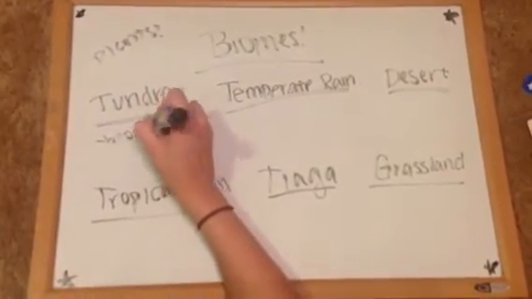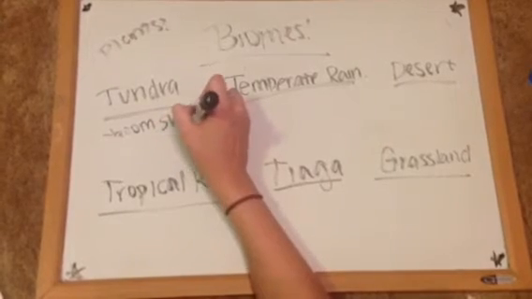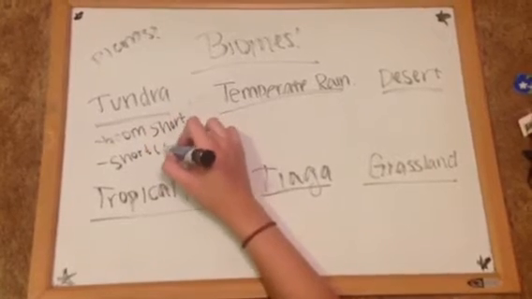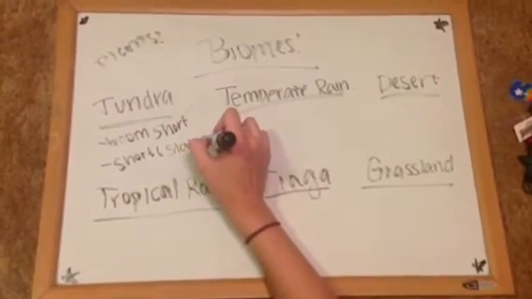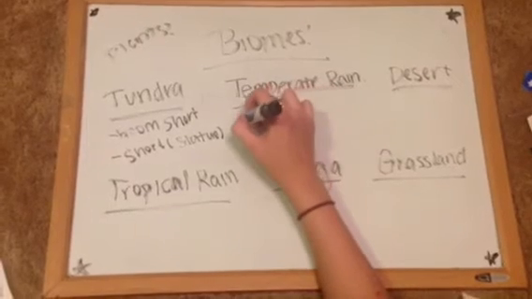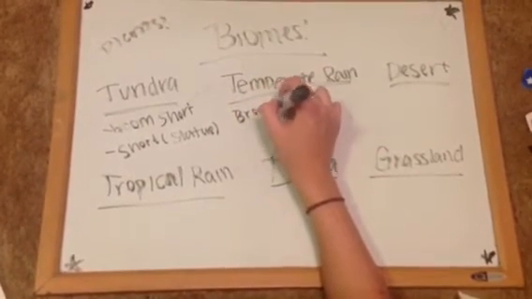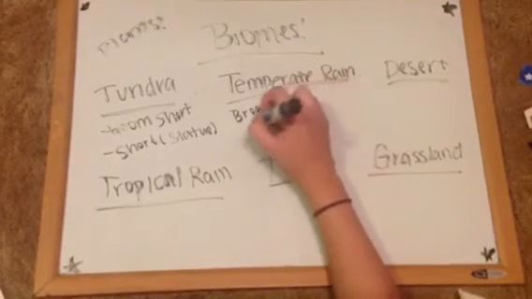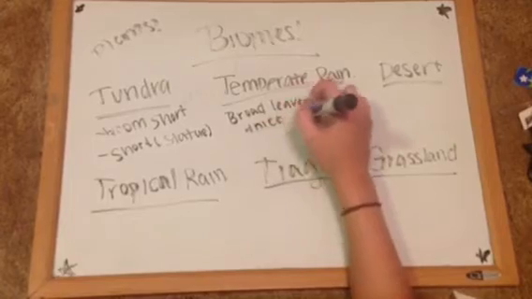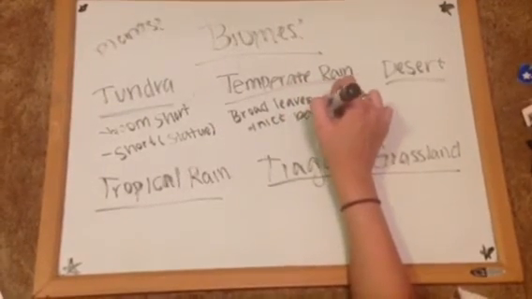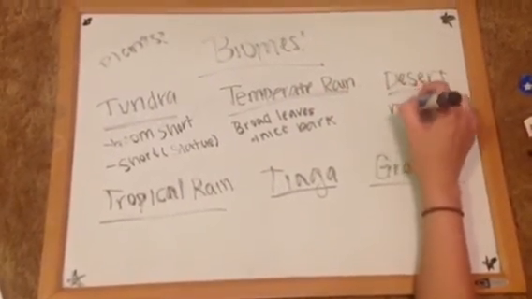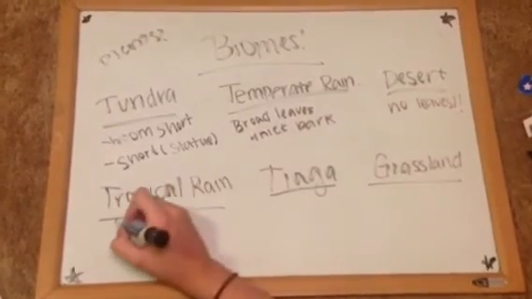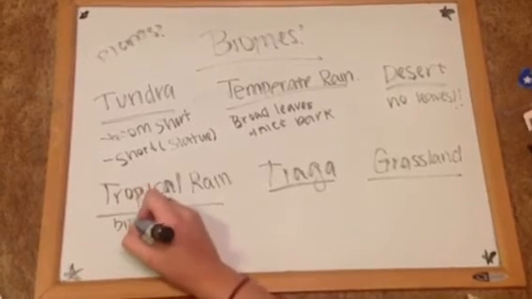And now on to biomes, wonderful biomes, which are the different types of environments that are all over the world. There's tundra, temperate rainforest, desert, tropical rainforest, taiga, and grassland. The typical type of plants in the tundra bloom short and are short in stature because it's cold. Temperate rainforest, they have broad leaves. And I guess that says nice bark. In desert, they have no leaves due to the fact that it's really hot during the day and really cold during the night.